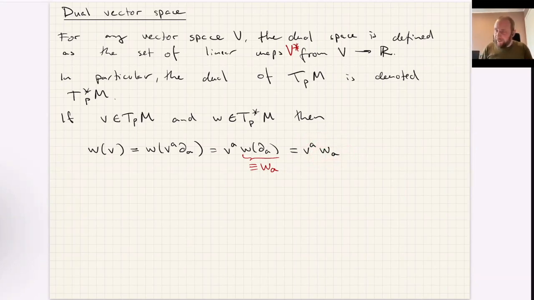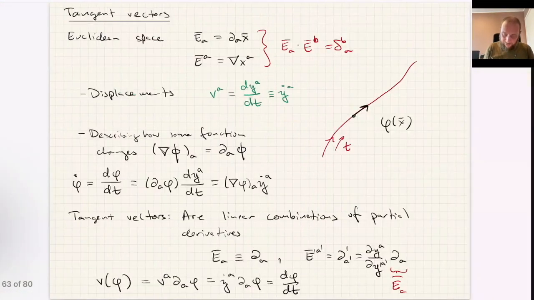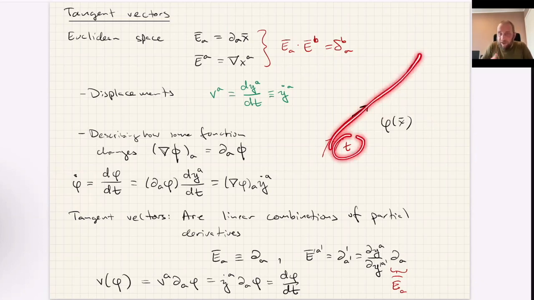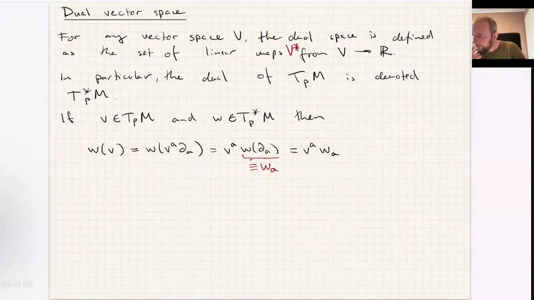Okay, but this is exactly the type of thing that appeared here, right? For example, if we wanted to describe the change in phi, a function on this space along a curve with the curve parameter, this is exactly what we used. It's exactly what we had. We had a tangent vector with its components, and we had the gradient with its components. So this somehow reminds us of the inner product without actually being an inner product.